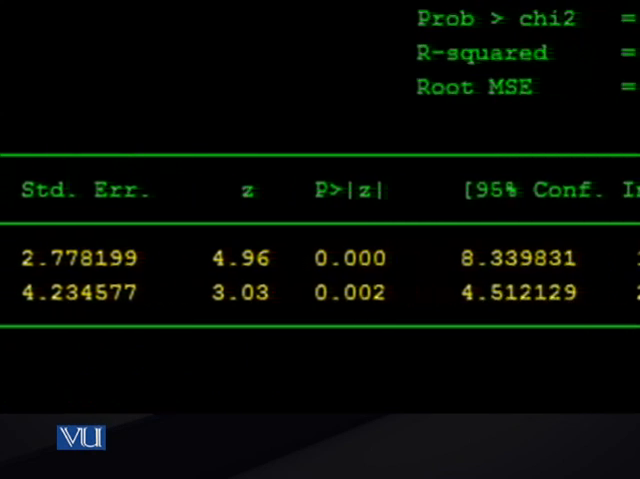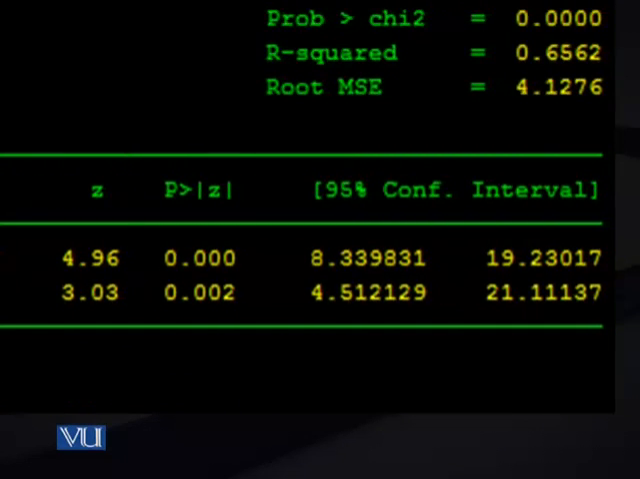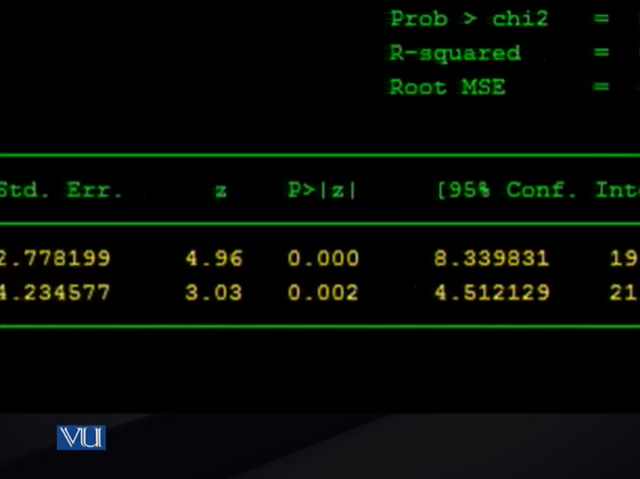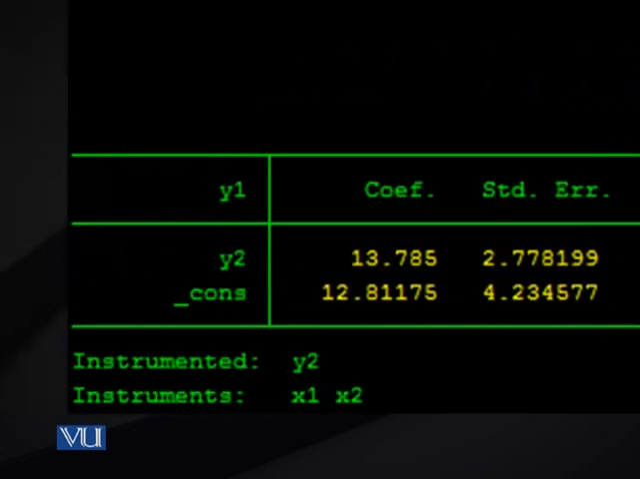So here look at the screen again. You have Z and P values of Z, 0 and 0.0. Again, significance at the 1% level, and the intercept also at the 1% level of significance. You have confidence intervals. These are the same usual confidence intervals that you get normally when you use the reg command in simple and multiple regression. So you have the instrumented variable Y2, and the instruments are X1 and X2. So in fact, this is an instrumental variable technique that you are using for two-stage least squares.